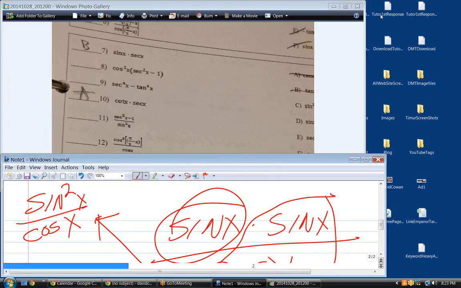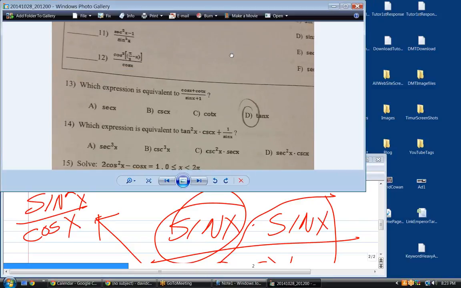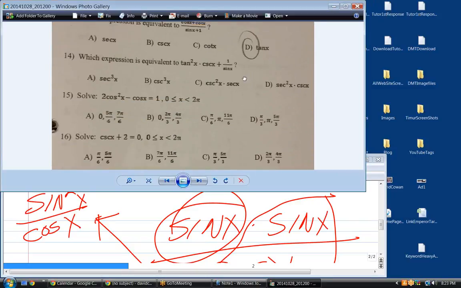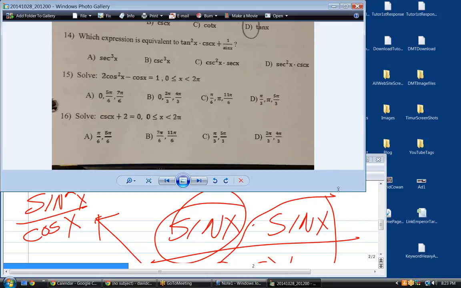Okay, what next? Just go to 14, 15, 16. Okay.